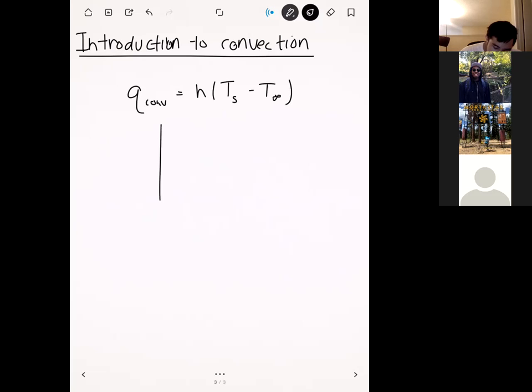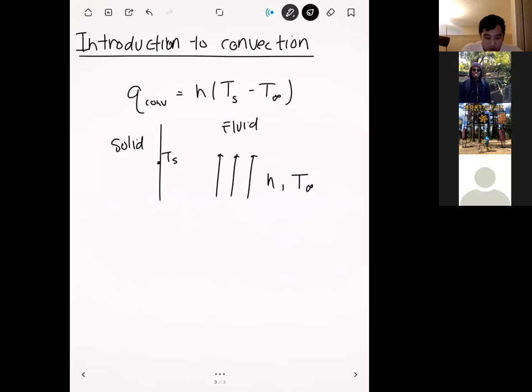This is for a situation where, say, we have a solid here. And outside the solid we have some moving fluid. This fluid is moving past, and usually we denote this by some arrows. Usually for this, we give it its convection coefficient h, and also its ambient temperature T infinity. And then Ts would be this surface temperature right here.